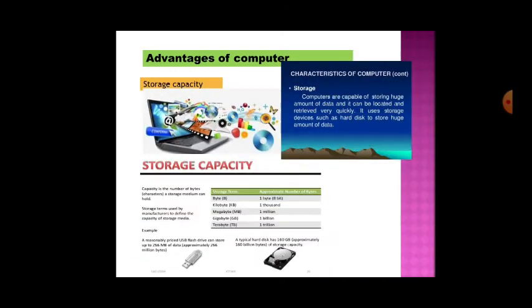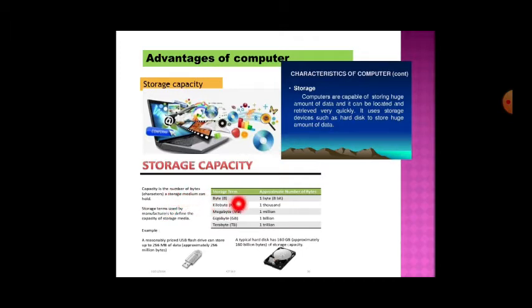Next is storage capacity, which is the major advantage of the computer. Computers are capable of storing a huge amount of data, and it can be located and retrieved very quickly. You can locate where your data is stored, and you can retrieve the data very quickly. It uses storage devices such as hard disk to store a huge amount of data. Capacity is the number of bytes a storage medium can hold.